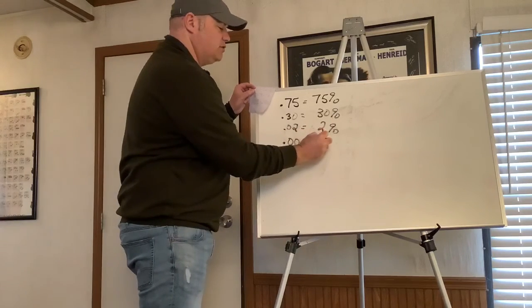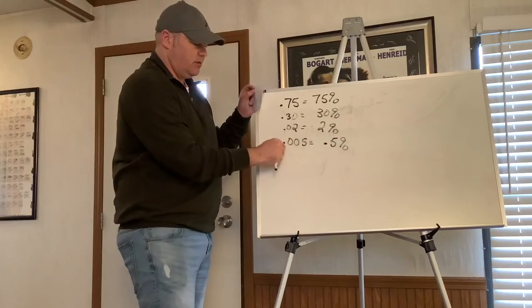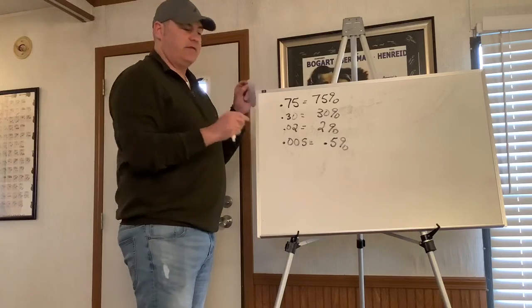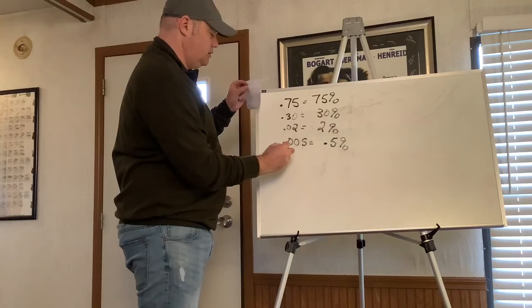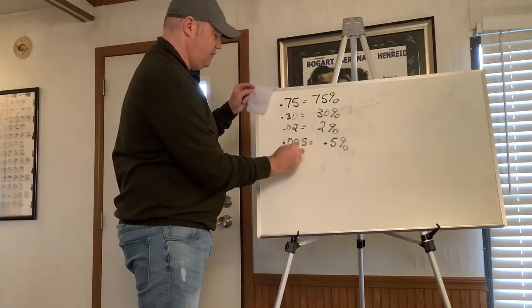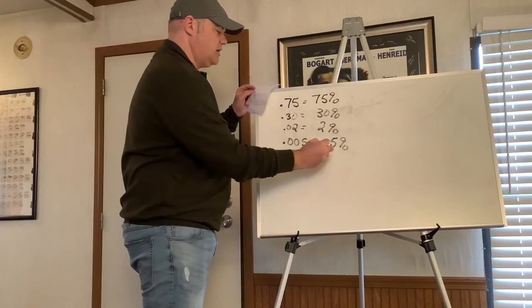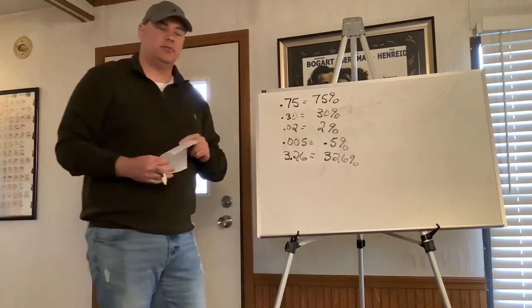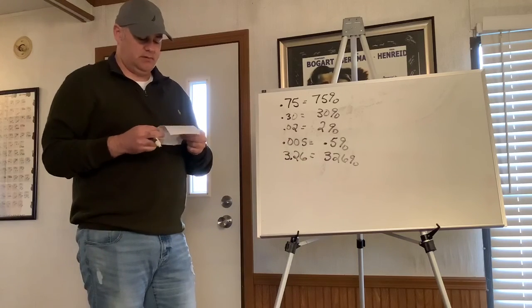0.005 should have come out to 0.5%. So that is less than 1%. You move it twice and it's 0.5%, so it's actually half a percent. Then 3.26, I think. My paper got ripped off, so I think 3.26 is what I had you do. So that's going to be 326%, which is more than 100%, but that's what that one comes out to. You move the decimal twice, and it's 326%.